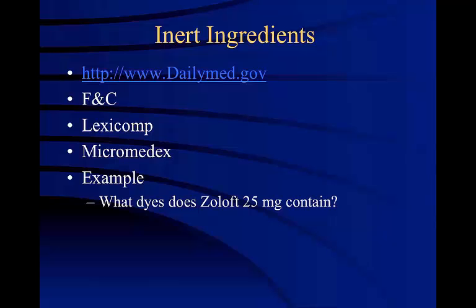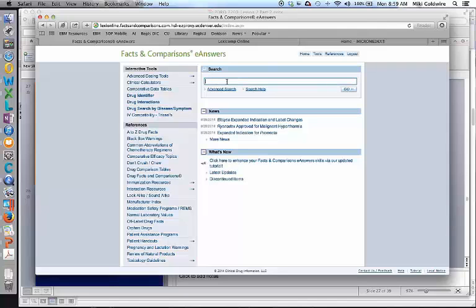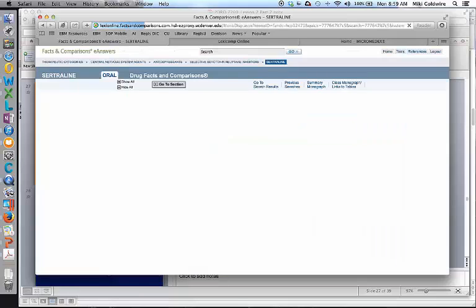For questions regarding inert ingredients, I recommend again going to DailyMed to get current package inserts. However, you can look up inert ingredients in Facts and Comparisons, Lexicomp, Micromedex. All of this is found under the product information section that we reviewed when we talked about availability. So for example, what dyes does Zoloft 25 milligram contain? For this example, I'll use Facts and Comparisons. So I just type in Zoloft.